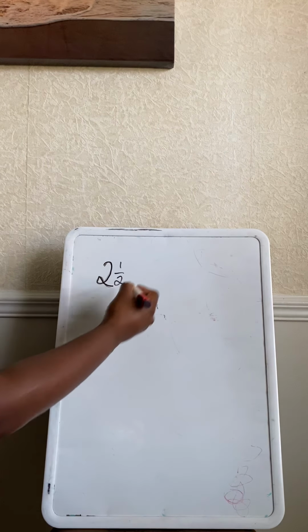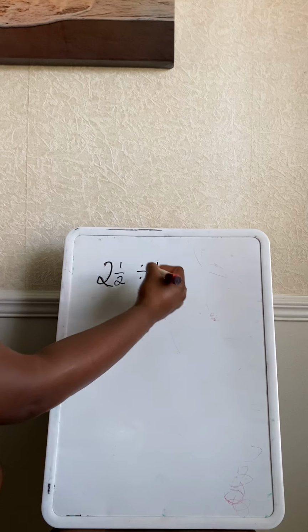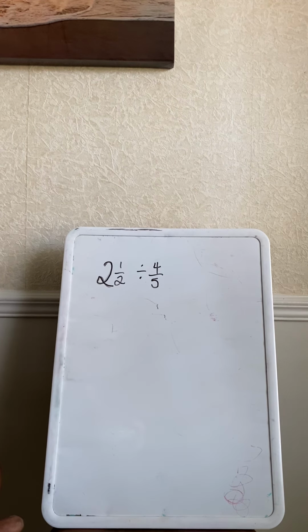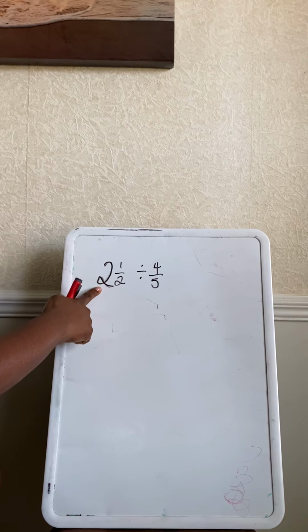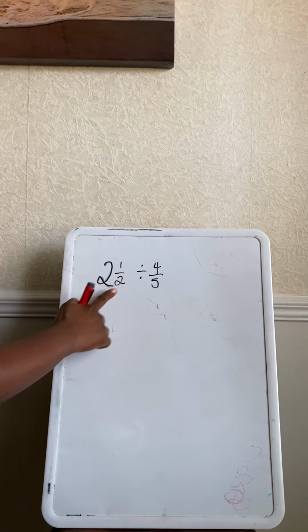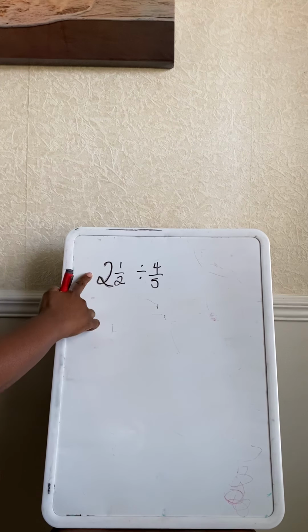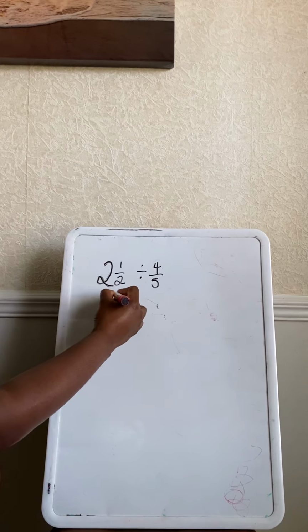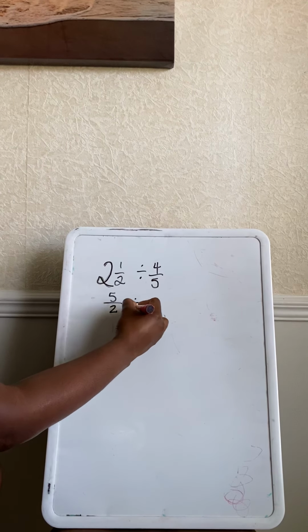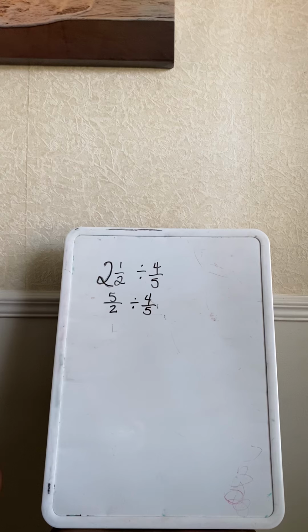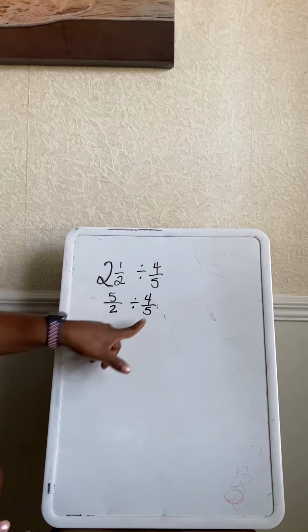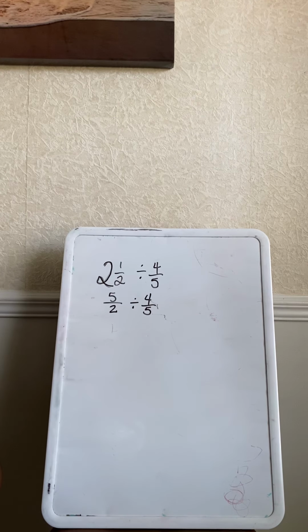So in the example of the first problem, it was 2 1/2. I hope that you all can see that my marker is running out already. And it's divided by 4/5. And we want to first convert the mixed number to a fraction. Remember that 2 times 2, we multiply denominator times whole number. 2 times 2 is 4, plus 1 gives us 5. So it's now 5/2 divided by 4/5. And when we divide, we want to ask ourselves the question, how many are in something else? So how many 4/5 are in all of 5/2?